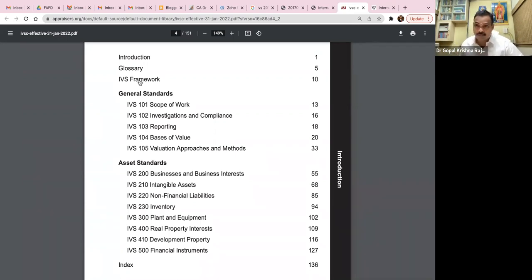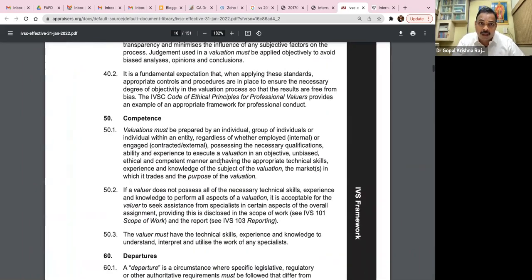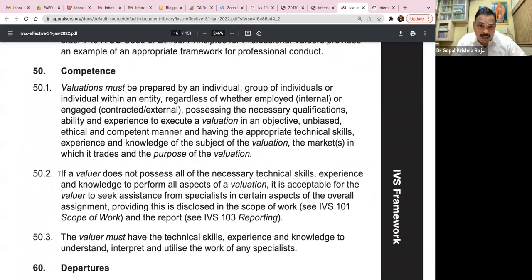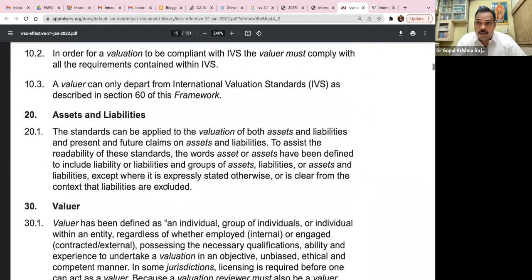The framework gives you that alternative. If you look at this particular paragraph, it starts with the words "if a valuer does not possess". So para number 50.2 of the framework: if a valuer does not possess any of the necessary SEK, that is skills, experience, and knowledge, it is acceptable for the valuer to seek assistance from specialists.